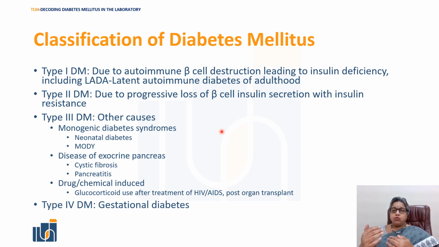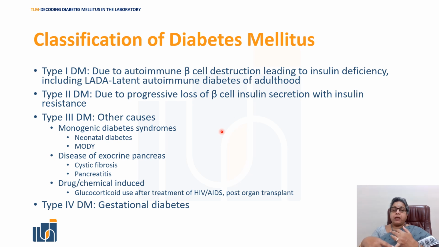Now, type 3 diabetes mellitus is diabetes which occurs due to other causes, not related to the pancreas, not related to autoimmunity. It is monogenic diabetes syndromes, which are neonatal syndromes or MODY. MODY is maturity onset diabetes of the young. Or it could be because of disease of the exocrine pancreas, not the endocrine pancreas in which you have the beta cells which are secreting insulin. So the exocrine pancreas, which could be pancreatitis, cystic fibrosis, or it could be drug or chemical induced.